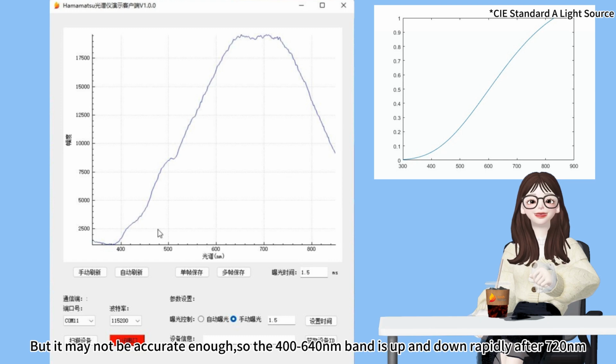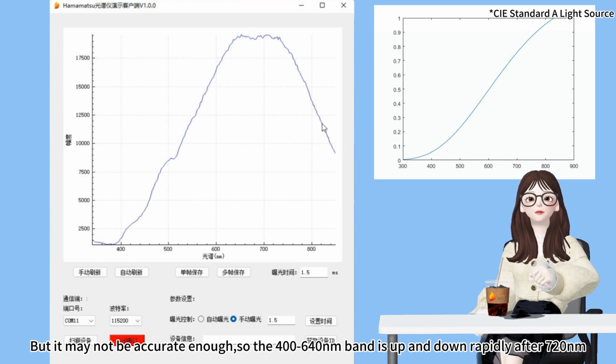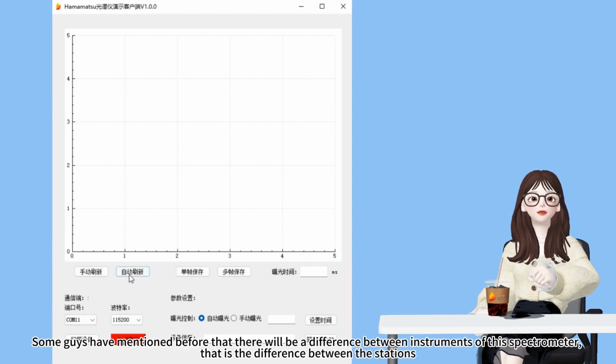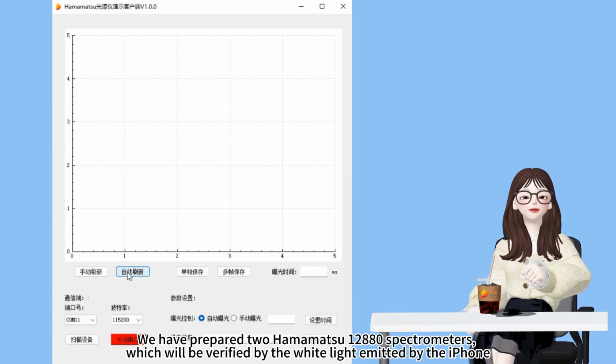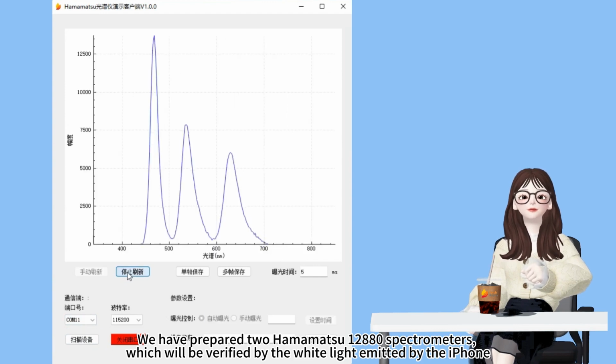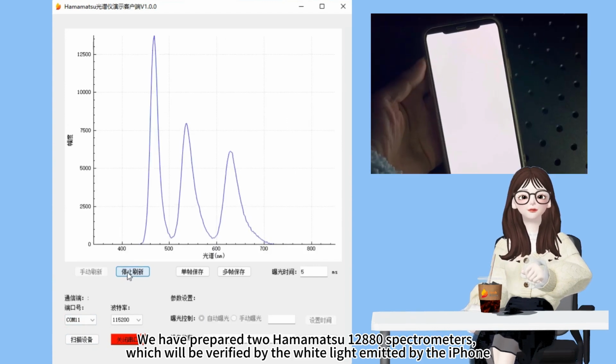But it may not be accurate enough, so the 400 to 640 nanometers band goes up and down rapidly, and so does the band after 720 nanometers. Some guys have mentioned before that there will be a difference between instruments of this spectrometer. That is the difference between units. We have prepared two Hamamatsu C12880 spectrometers, which will be verified by the white light emitted by the iPhone.